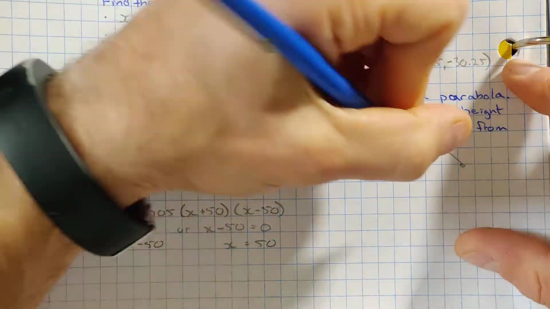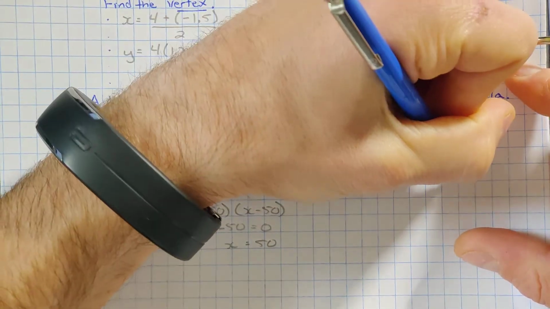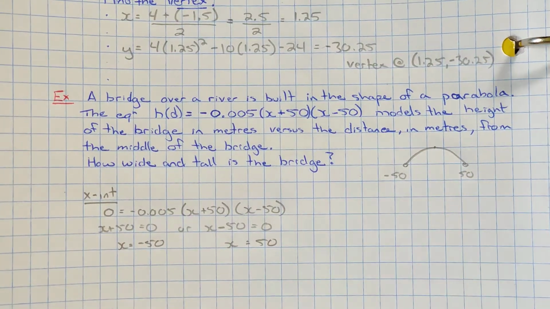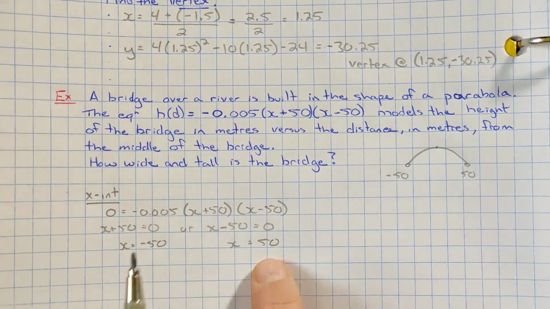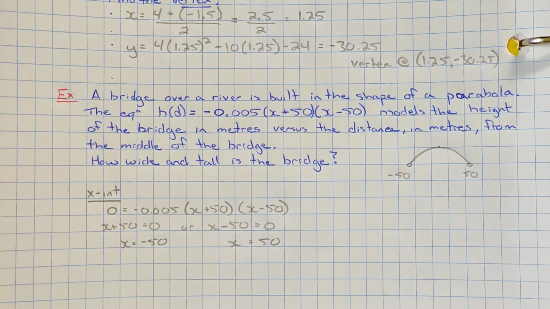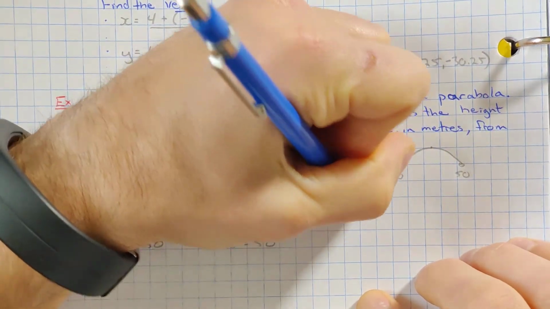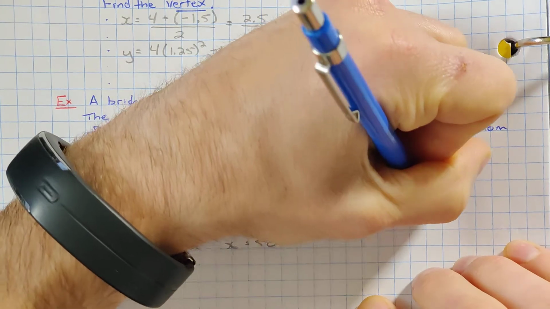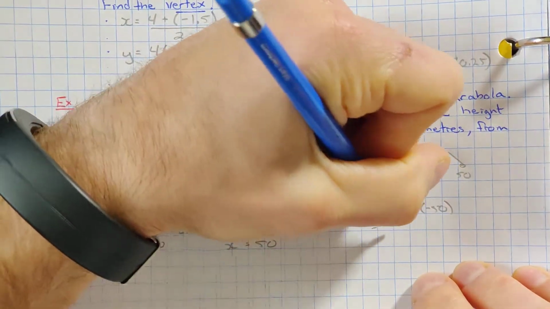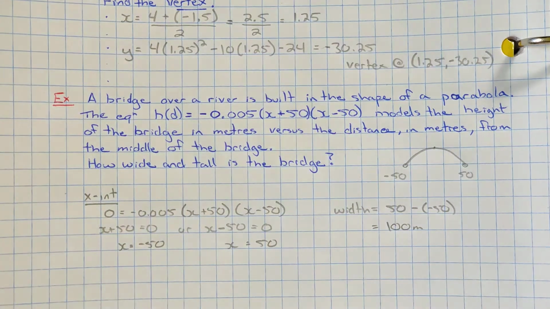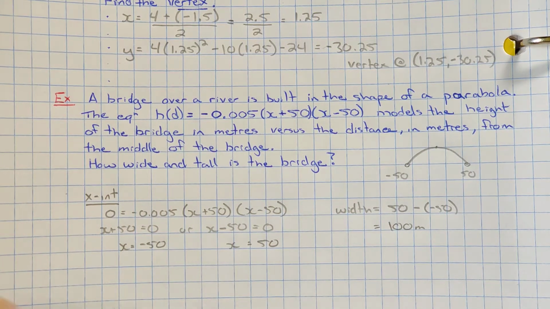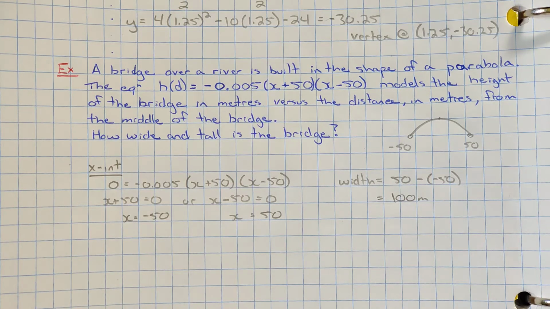So if we look at my little sketch here, I got an x-intercept at -50 and an x-intercept at +50. How wide is the bridge? Well, what's the distance from -50 to +50? To find the distance between 2 points, we just subtract them. So we have the width equal to 50 minus -50, and that's going to give us 100 meters. So our width of the bridge here is 100 meters, but then we need to also find the height of the bridge. So that's going to be the y value of our vertex.